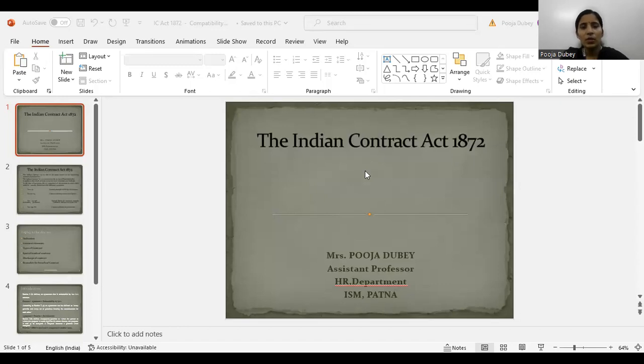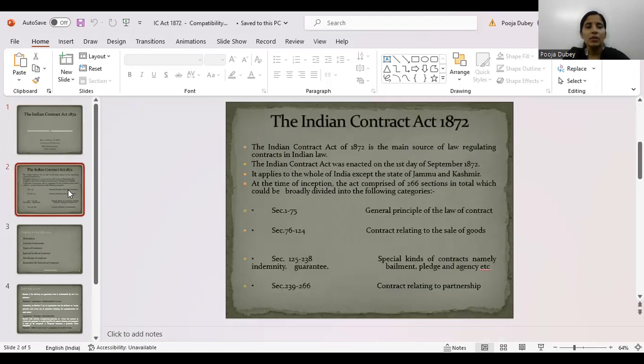So under Indian Contract Act 1872, what we have discussed is how the contract contains a big sum of sections, but further it was bifurcated under various sections. The first part was the Indian Contract Act, the second part was the Sale of Goods Act, the third part was the special kind of contract, and the fourth part was the partnership related act. So what you can see in the slides.